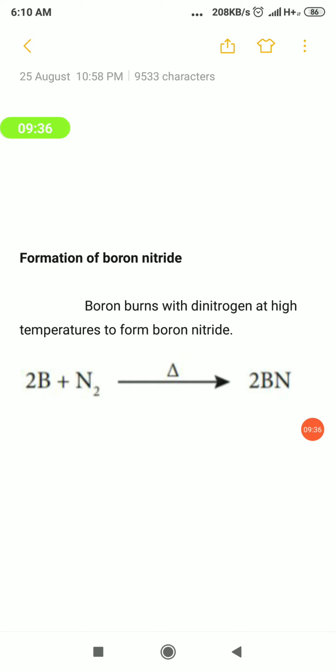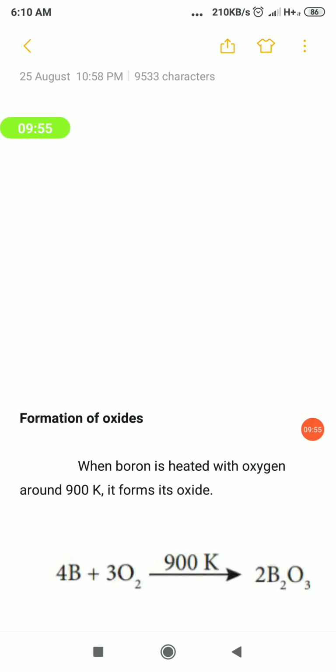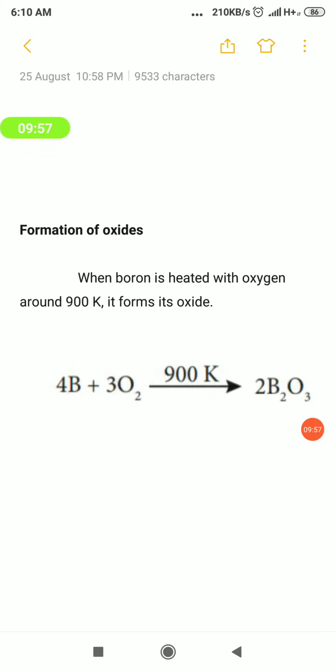So the equation is 2B plus dinitrogen N2. At a higher temperature it will give 2 molecules of boron nitride, 2BN. BN is the formula for boron nitride. So with this, the formation of boron nitride is over. And then the formation of oxides.